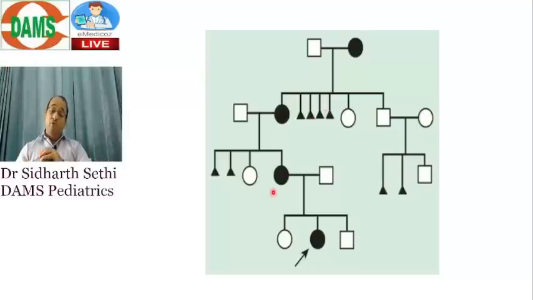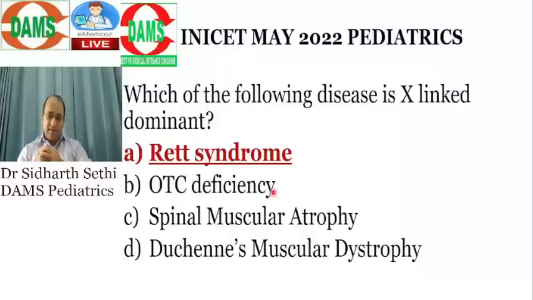So there was another question in this INICET, and many students told me there was a question on which disorder is only seen in females, Rett syndrome. So the answer to this question is Rett's. Remember, OTC is controversial. It is X-linked recessive in most of the textbooks. So this is controversial, but Rett's is surely X-linked dominant. SMA is, and we'll talk about SMA today, autosomal recessive.